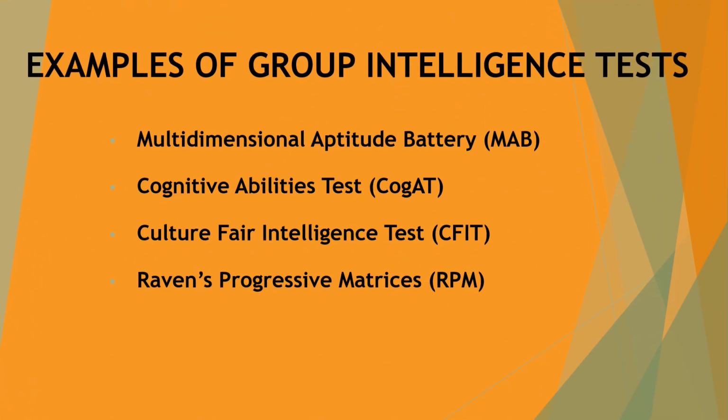Let's see a few examples of group intelligence tests: multidimensional aptitude battery, cognitive abilities test, culture fair intelligence test, and Raven's progressive matrices. We'll see each of these in detail.